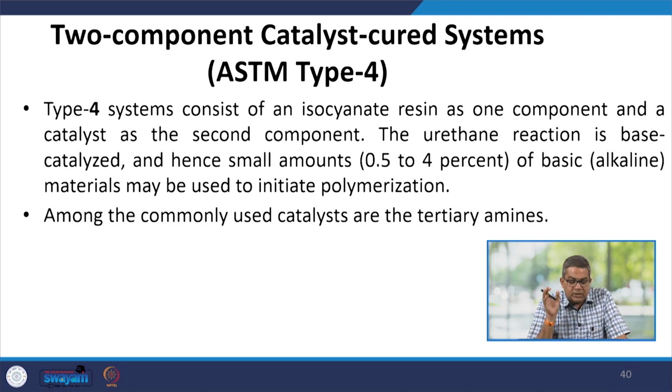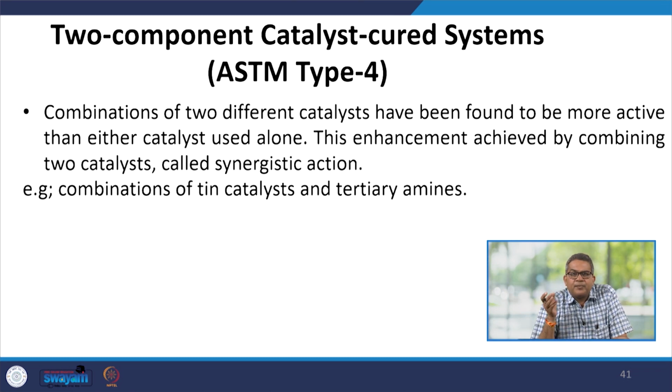So, the type 4 system consists of an isocyanate resin as one component and a catalyst as a second component. The urethane reaction is base catalyzed, hence a small amount, say 0.5 to 4% of basic alkaline material may be used to initiate the polymerization. Among the commonly used catalysts are tertiary amines.